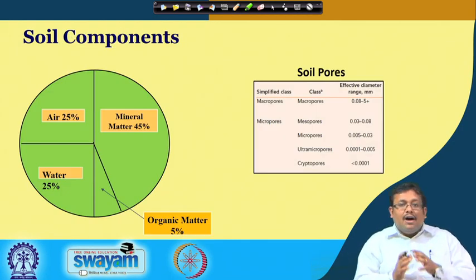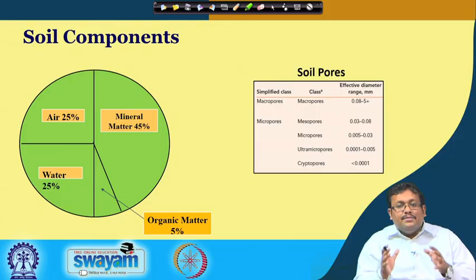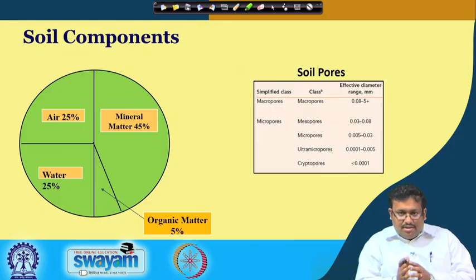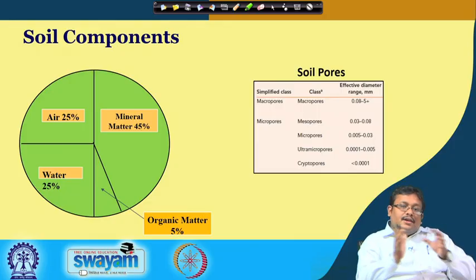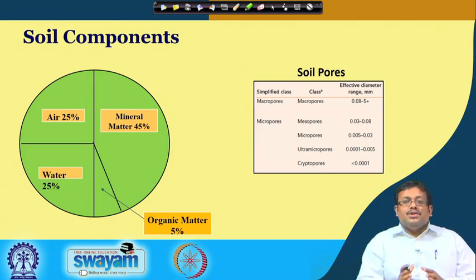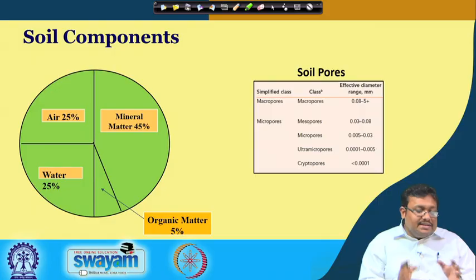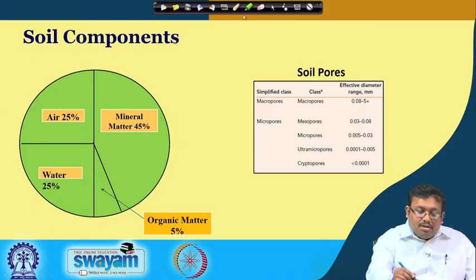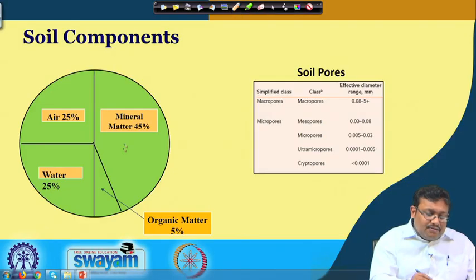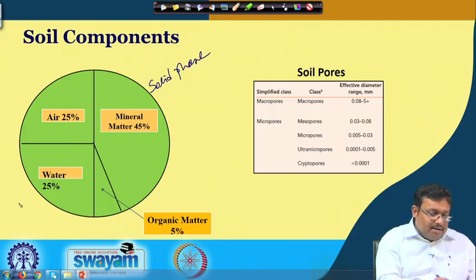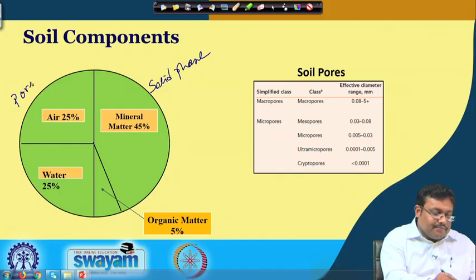So, let us see what components soil is made up of. If you consider the total volume of a soil or biologically healthy soil as 100%, you will see that half of its volume is basically occupied by solid phase and the rest half is occupied by pore space.